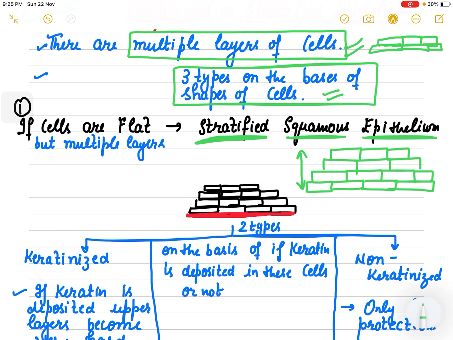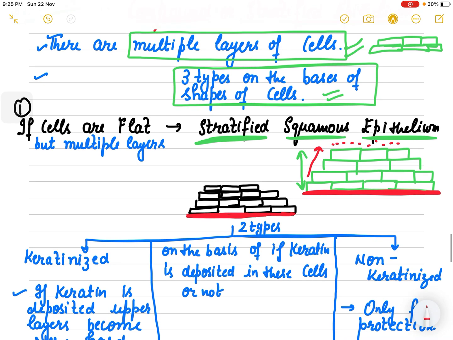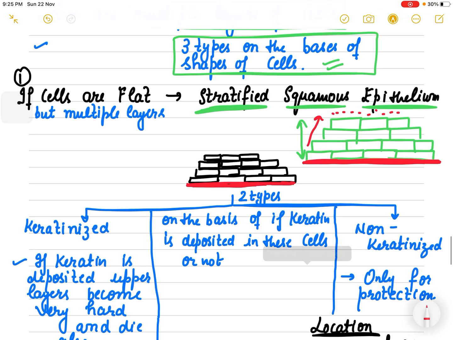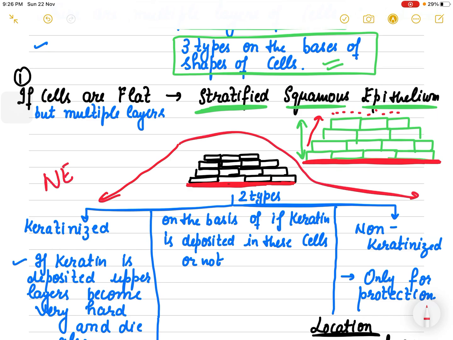But always remember, the basement membrane will be present only and only in the lower cells, right? As you move further towards the exposed area, there will be no basement membrane. Basement membrane is only present at the base. Now, stratified squamous epithelium is of 2 types, and this part is asked in the NEET portion, right?